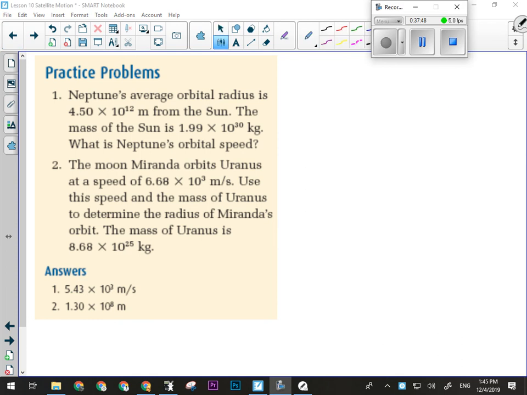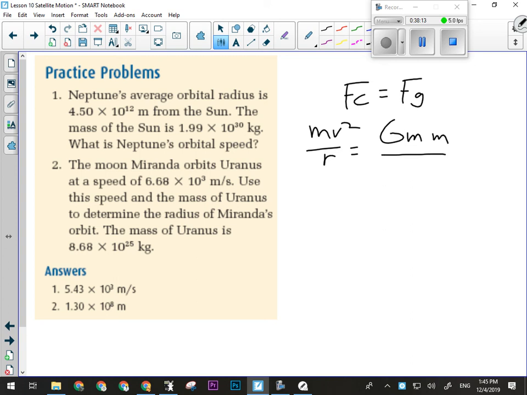So here's where we start this question. Miranda is orbiting Uranus because it is gravitationally attracted to it. So the centripetal force keeping it moving in an orbit is being provided by the force of gravity. Those two forces are equal. That means mv squared over r equals big G times m over r squared. Now, one of these is the mass of the moon, of Miranda.